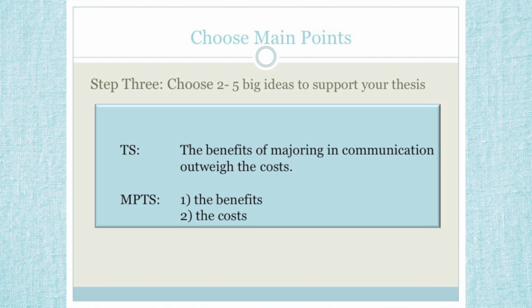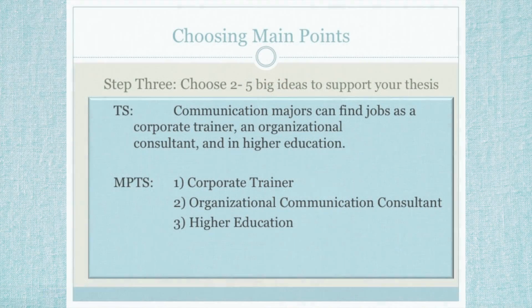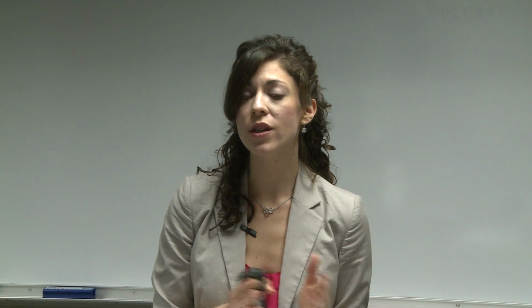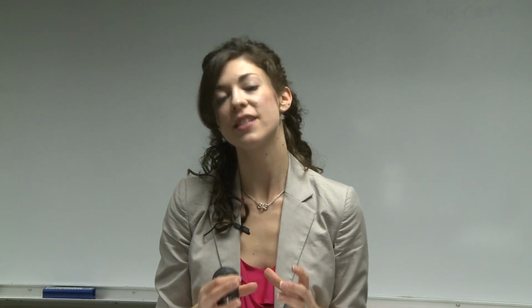Or another example might be this. If I want to say that communication majors can find jobs in corporate training offices as an organizational consultant and in higher education, now I've got three main points, and I'm going to cover those three main career fields in hopes that my audience understands if they choose communication, you could find jobs in all three of these areas. As a good speaker, you probably want to have between 2 to 5 main points in your speech. Any more than 5 is going to be too much for the audience to really digest and remember. So keep it simple and choose 2 to 5 main topics that you want to cover in your speech that really help support that thesis statement and show your audience that it's true.